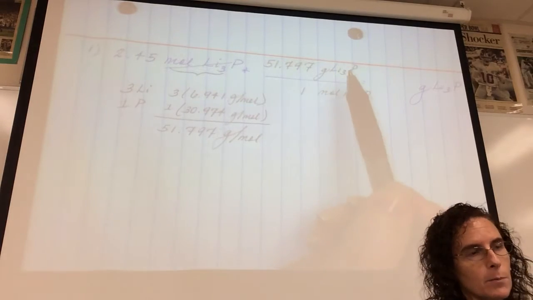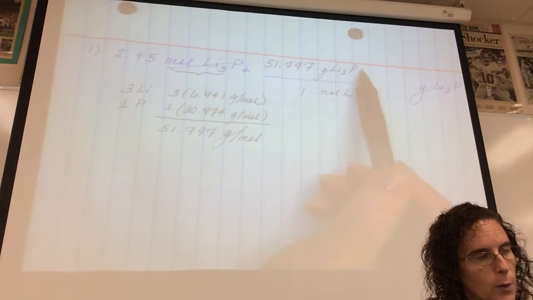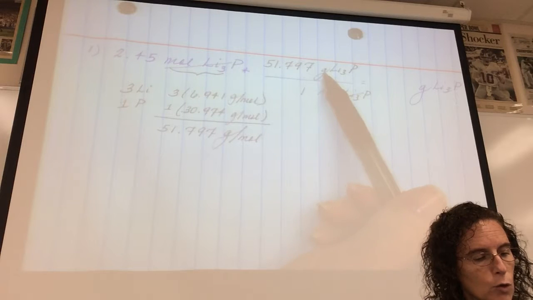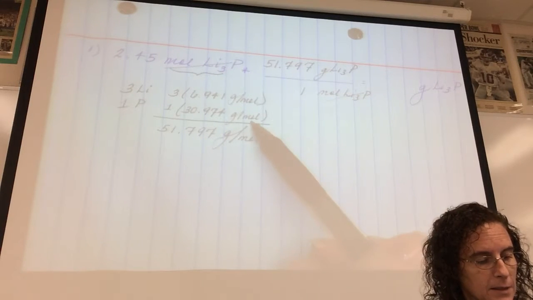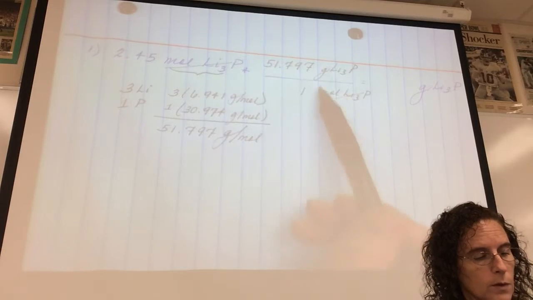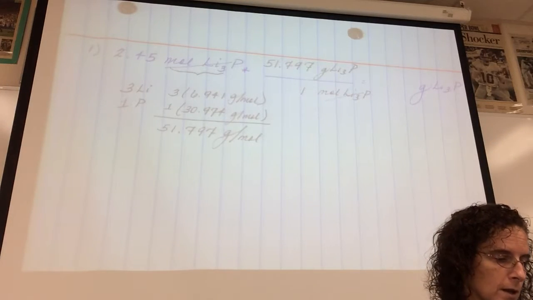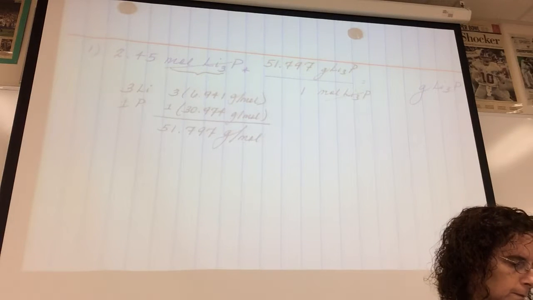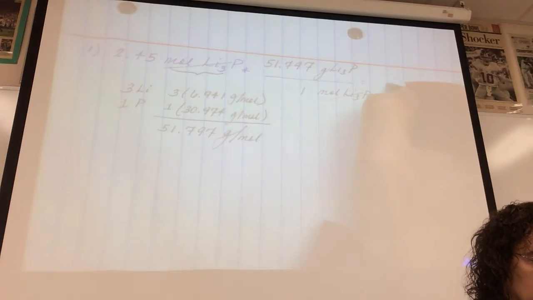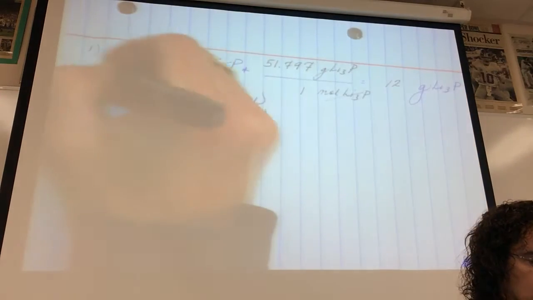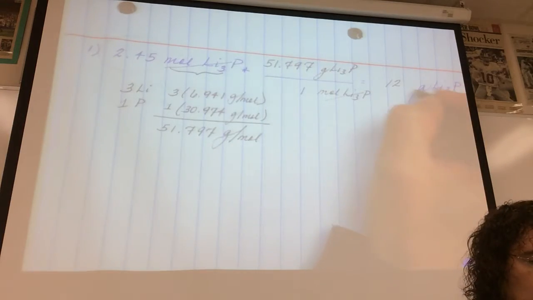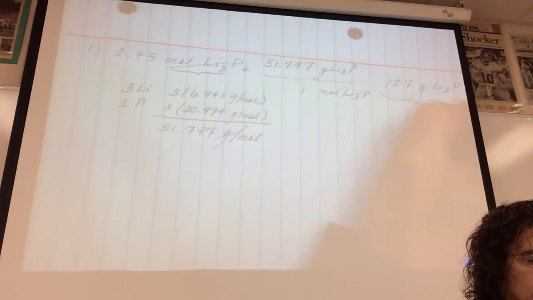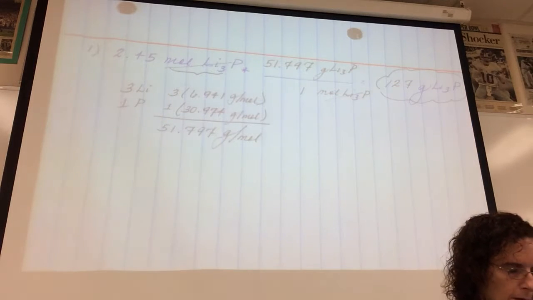So this is what I meant by equivalency, because here's your equivalency right here. Now we don't put grams per mole up here because I have 1 mole of it. So I'm basically splitting this into the equivalency fraction. Then I just do this times this, and I get in 3 sig figs, because I'm given 3 sig figs, 127 grams of lithium phosphide.